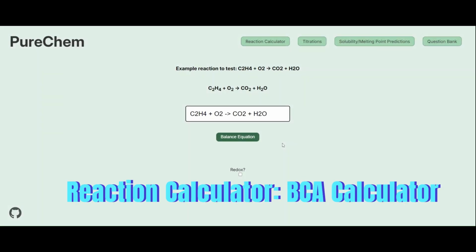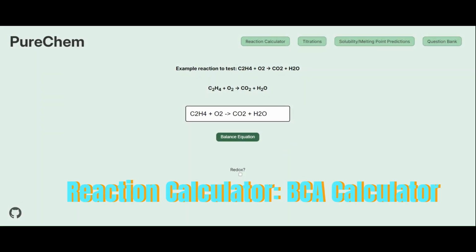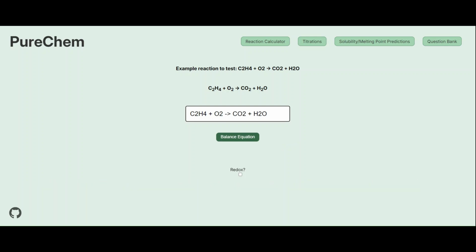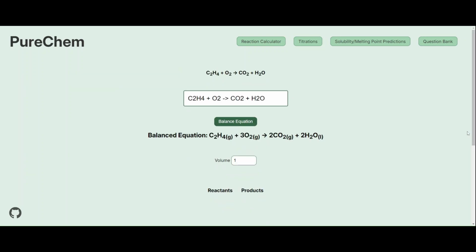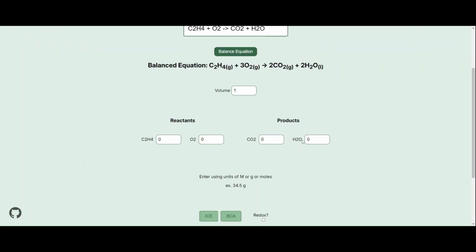We will now demonstrate how to use the BCA calculator and the ICE calculator. First, let's balance an equation. For this example, we will be using a normal reaction. However, note that the BCA and ICE calculators also work for redox reactions. Now that we have our balanced reaction, let's try out the BCA calculator.